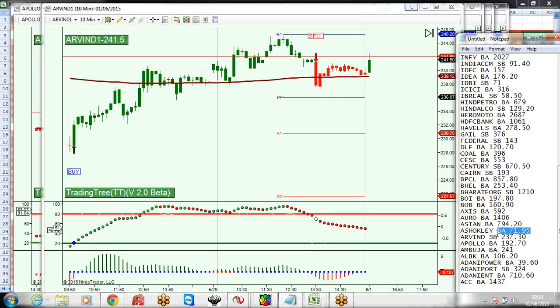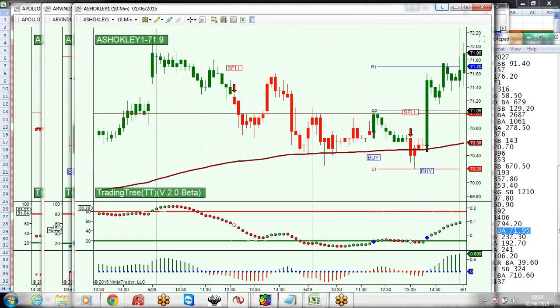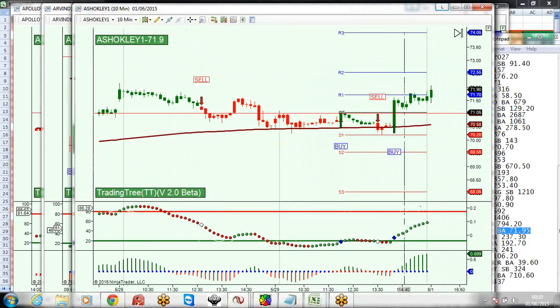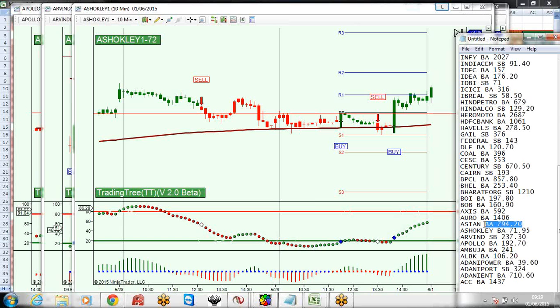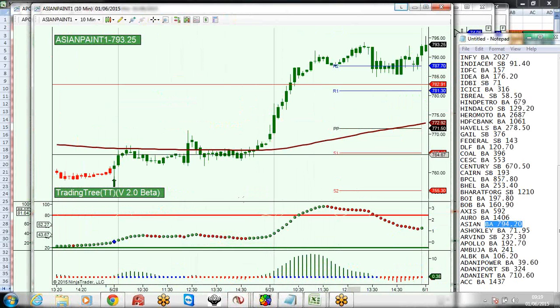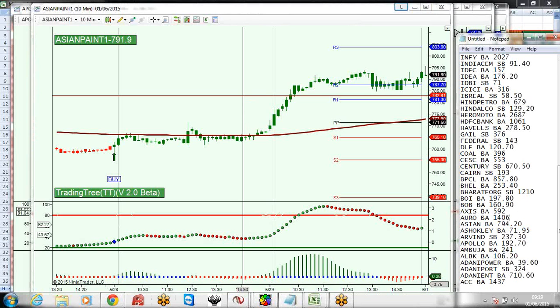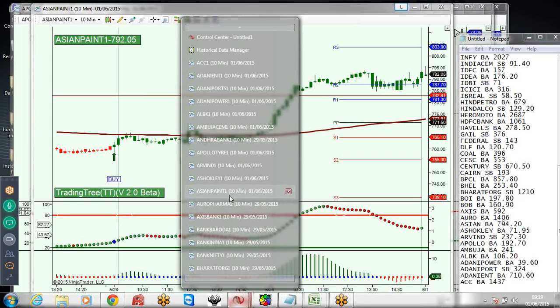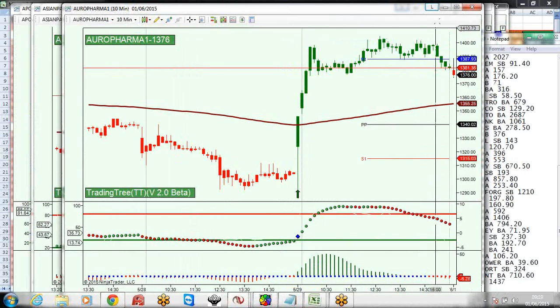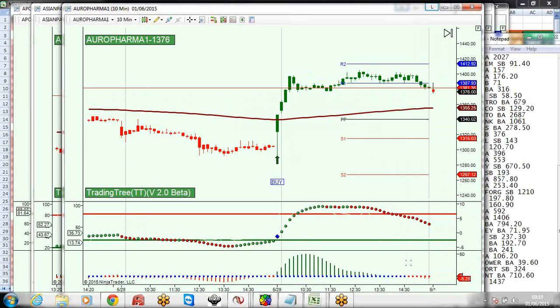Ashok Leyland is 71.95 is the buy. So that's also triggered. Asian buy 794. That's also triggered because it already made 795 also. Arbindo 1406. That has not triggered. So once we get a sell call, we will be taking the sell call.